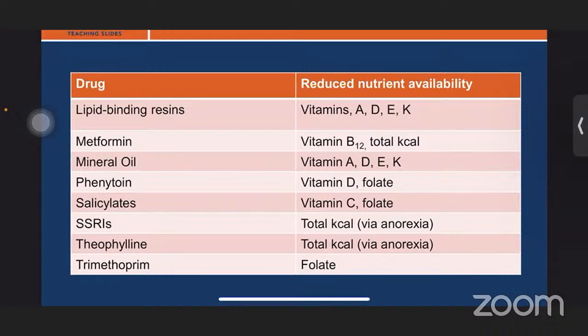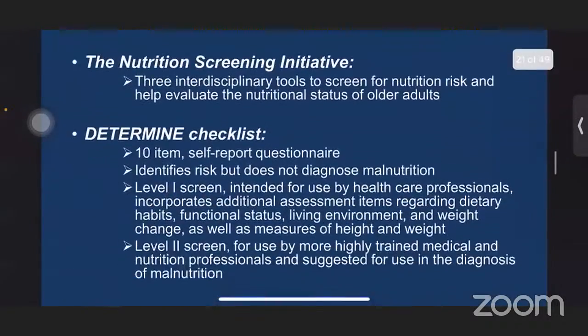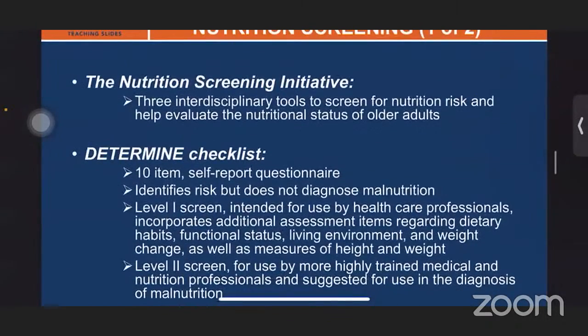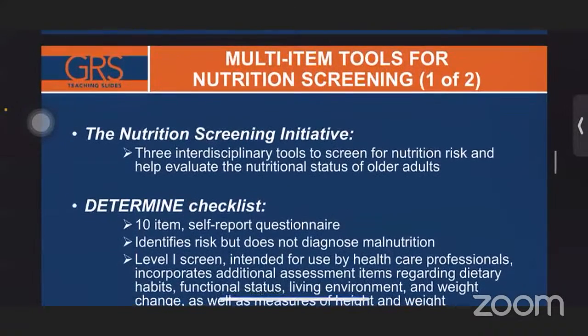K. And phenytoin reduces the bioavailability of folate, especially. And salicylates would reduce the bioavailability of vitamin C and folate. Selective serotonin reuptake inhibitors would cause anorexia. And even theophylline would cause anorexia. And trimethoprim would cause reduced bioavailability of folate. These are a few of the examples of the drugs that interact with the nutritional status of the patients.